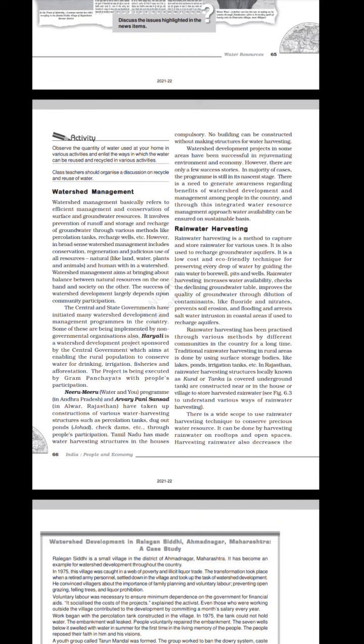Watershed management aims at bringing about balance between natural resources on the one hand and society on the other. The success of watershed development largely depends upon community participation. The central and state governments have initiated many watershed development and management programs in the country. Some of these are being implemented by non-governmental organizations also.